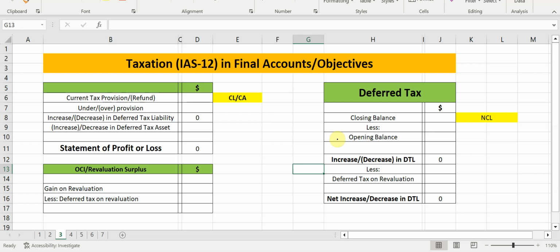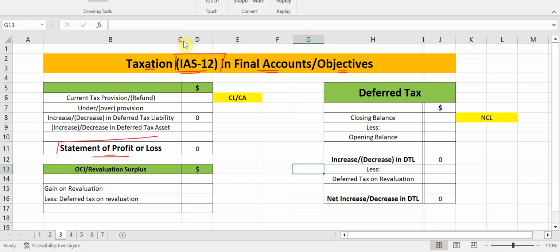And in this lecture, we are going to discuss the IAS 12 adjustment, which is the taxation adjustment in the final account question. And when we say final account question, that means the single entity financial statement question, and also for the objective test questions or objective test case questions. So first of all, we need to understand what goes to the statement of profit or loss.